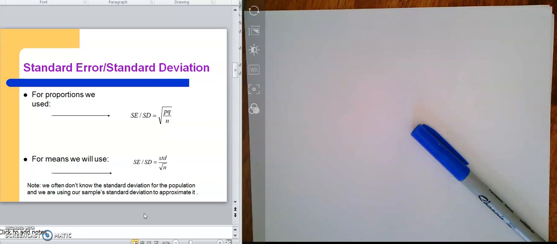We were using standard error. There's a formula for proportions. Now that we are using means, you will use that formula down at the bottom: standard deviation over square root of n. Remember, n is your sample size.